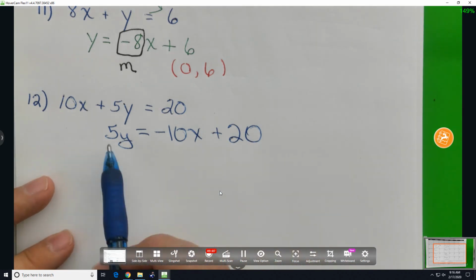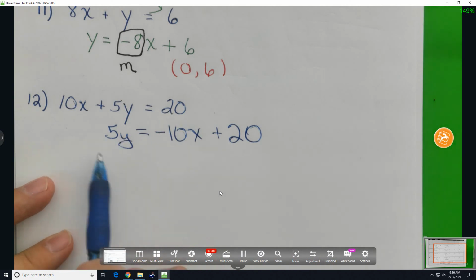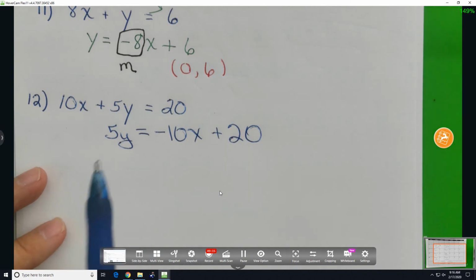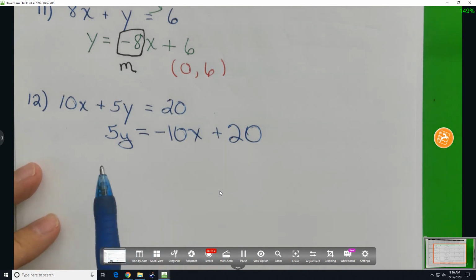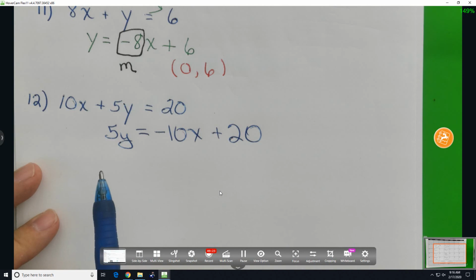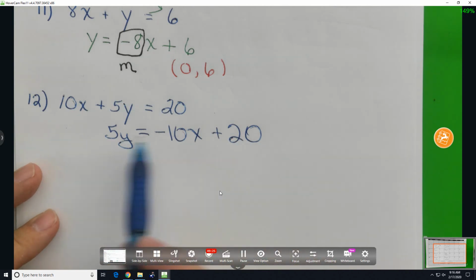And now, well, we still have something over here we don't want. The 5. So we're going to have to do what? Divide by 5. Now, if you think about dividing by 5, that's the same thing as multiplying by 1/5. And so you can distribute through a 1/5. That justifies this next step.